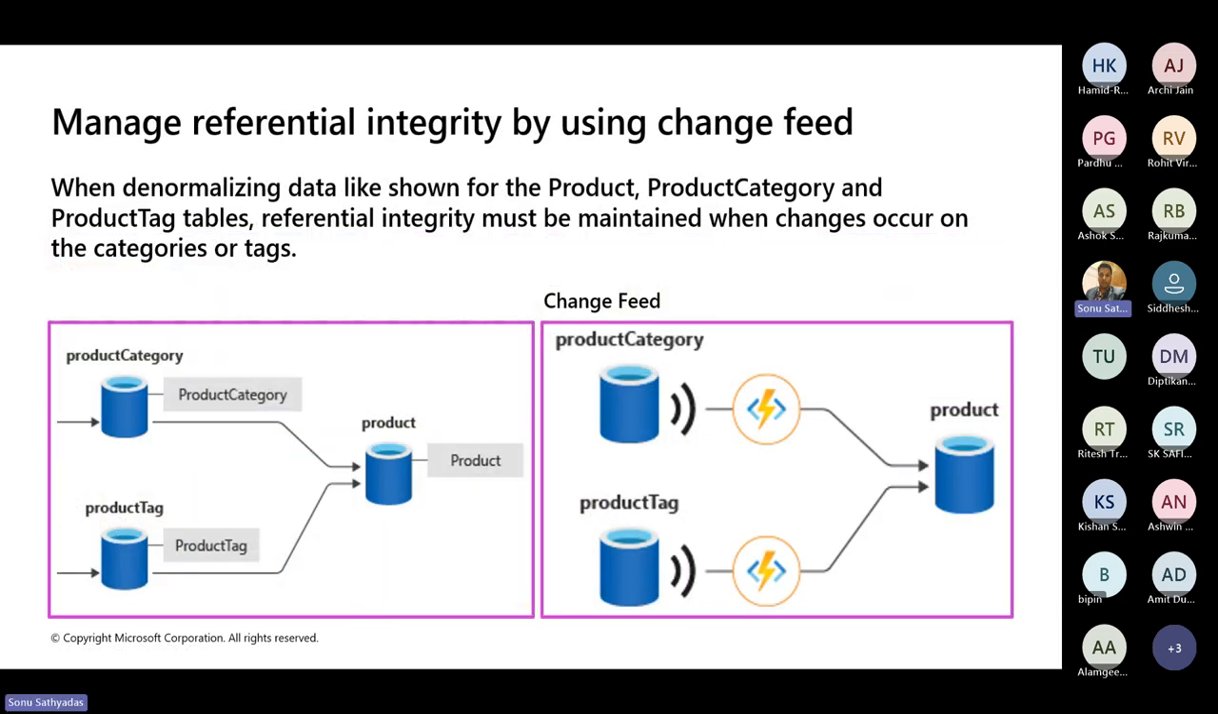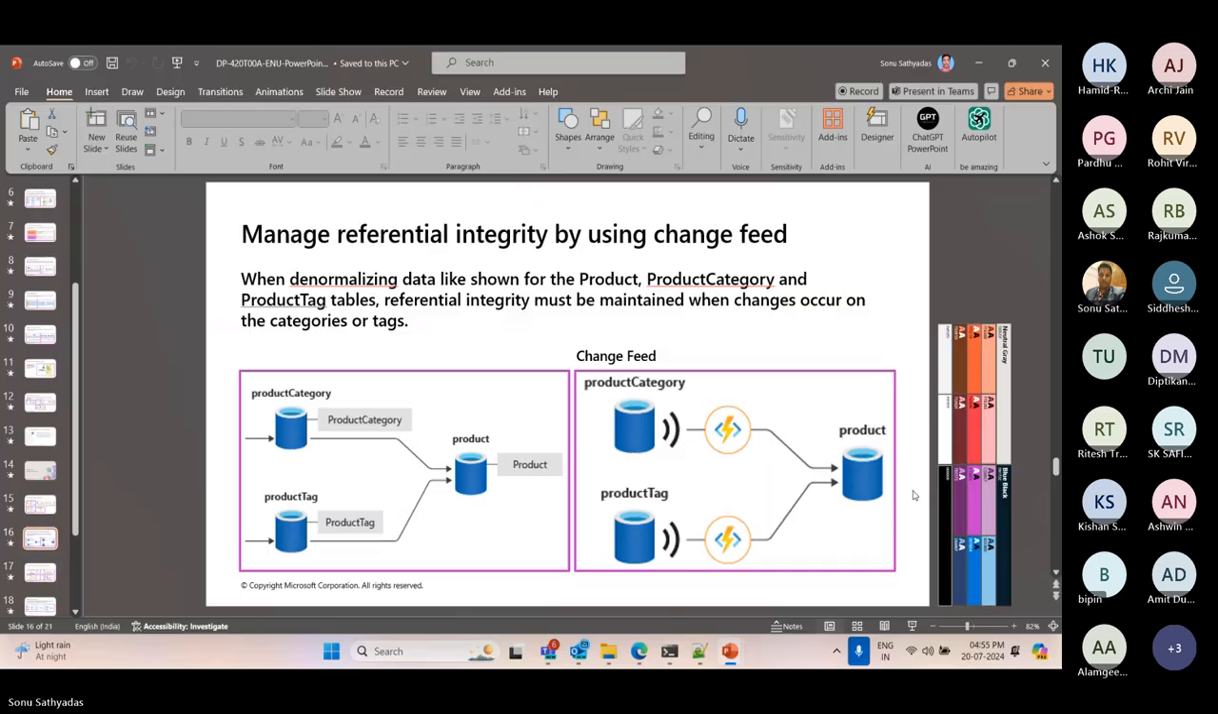Manage referential integrity by using the change feed. Change feed means when you perform database operations in Cosmos DB, it automatically generates some events. If you want to see that event information, I can show you that.